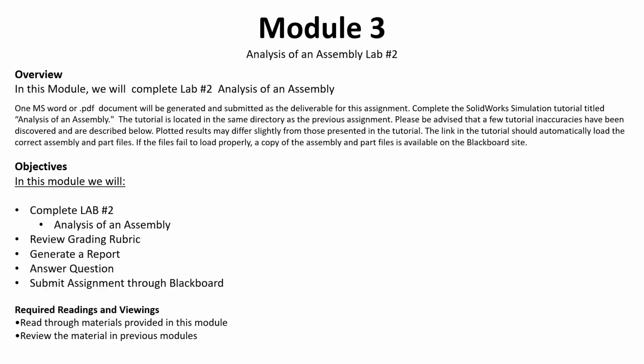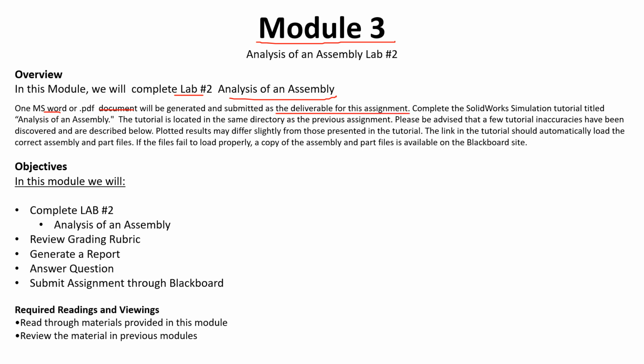So now I want to get into the details for this module number 3, take a look at the overview for this module as well as the objectives. So within our module number 3, you're going to be completing your lab number 2, which is the analysis of an assembly. Now for this lab number 2, I'm going to be asking you to create a Word document or a PDF document. Now this will be generated automatically through SOLIDWORKS. Now this document will be your deliverable for this assignment for lab number 2.